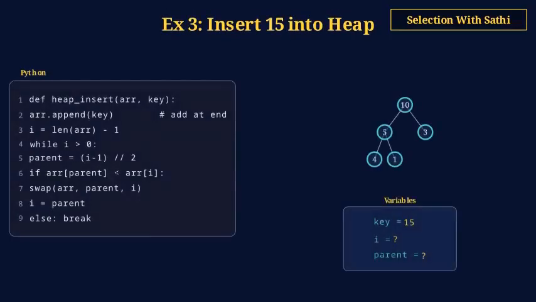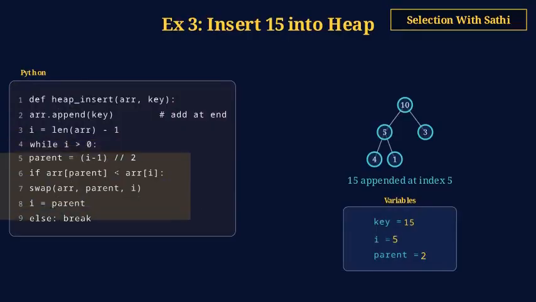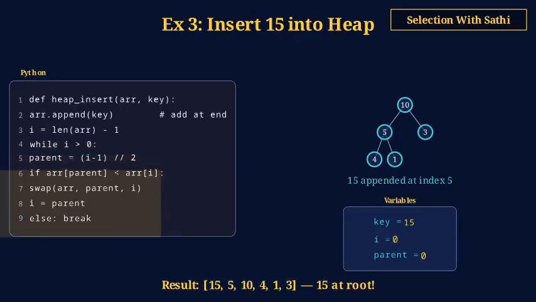Let us insert 15 into heap 10, 5, 3, 4, 1. Line 2. Append 15 at the end. Array becomes 10, 5, 3, 4, 1, 15. New element is at index 5. Its parent is at index 2, which holds 3.